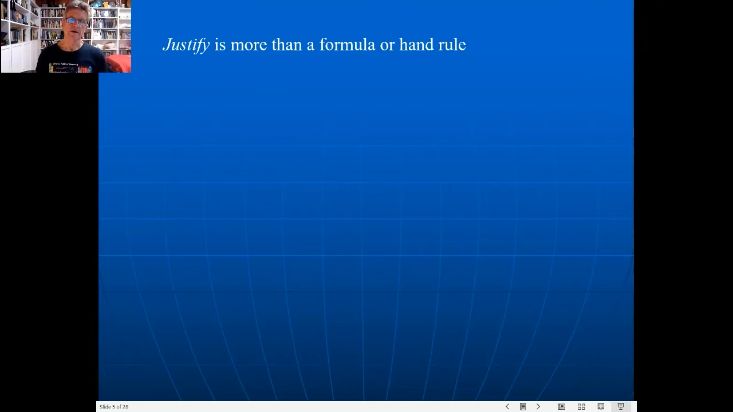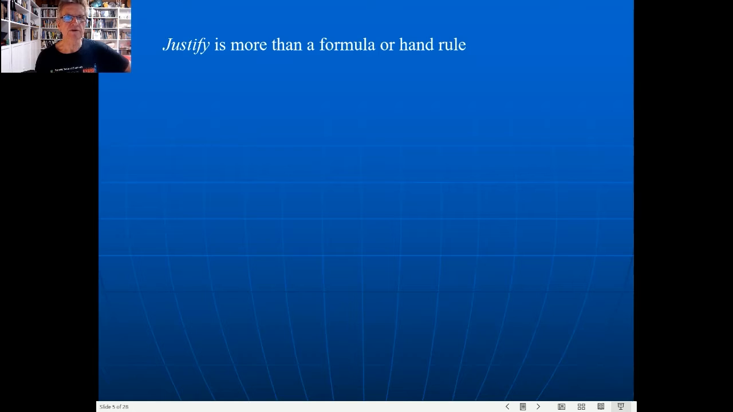Now another one that students have had a lot of problems with is justify, and you actually lose a couple of marks here. Justify is more than just, particularly in this case I'm talking about a hand rule, so Fleming's left or right hand rule, or the right hand slap rule or palm rule, whatever you'd like to call it.